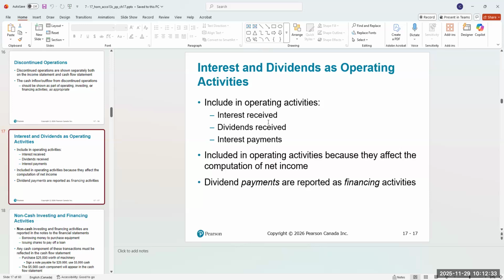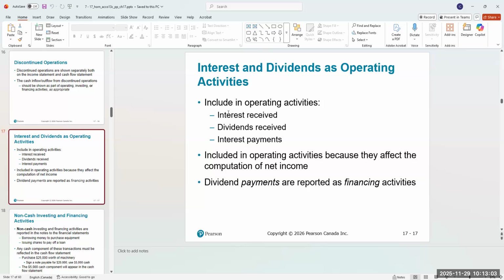However, for simplicity, we're going to include them in operating activities unless it's completely specified they have to be part of the investing one. The question usually is going to tell you where to include the interest paid and interest received, and dividend paid, dividend received. But the general rule is interest payments and interest received, operating activity.